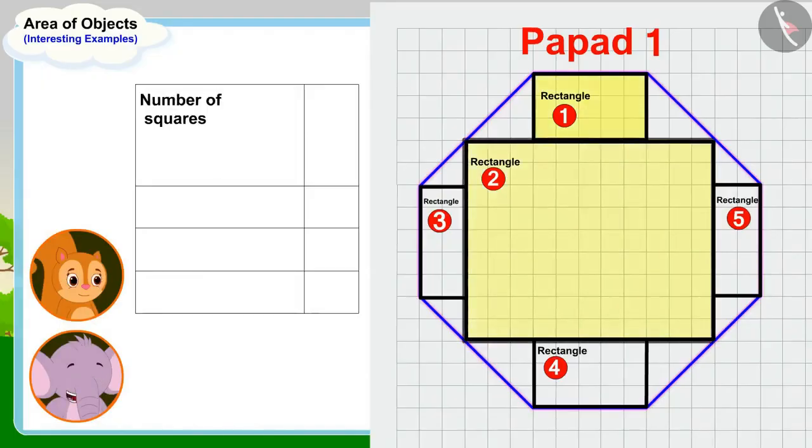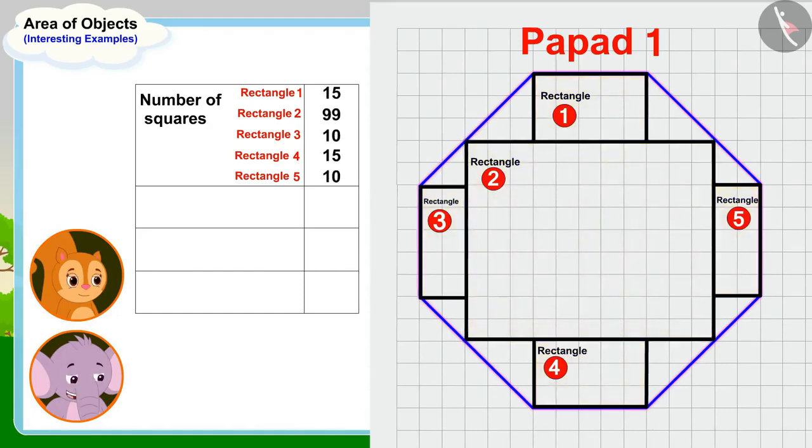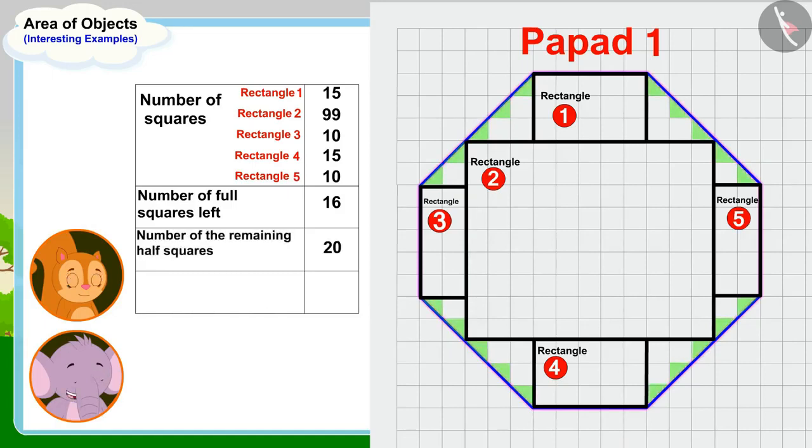Now I will write down the number of squares that fall into these rectangles. Now I will write the number of full squares left, 16. And finally the number of the remaining half squares, 20, which is equal to 10 full squares. Now this is very easy. To find the area of this papad, we just have to add the numbers of all these squares.